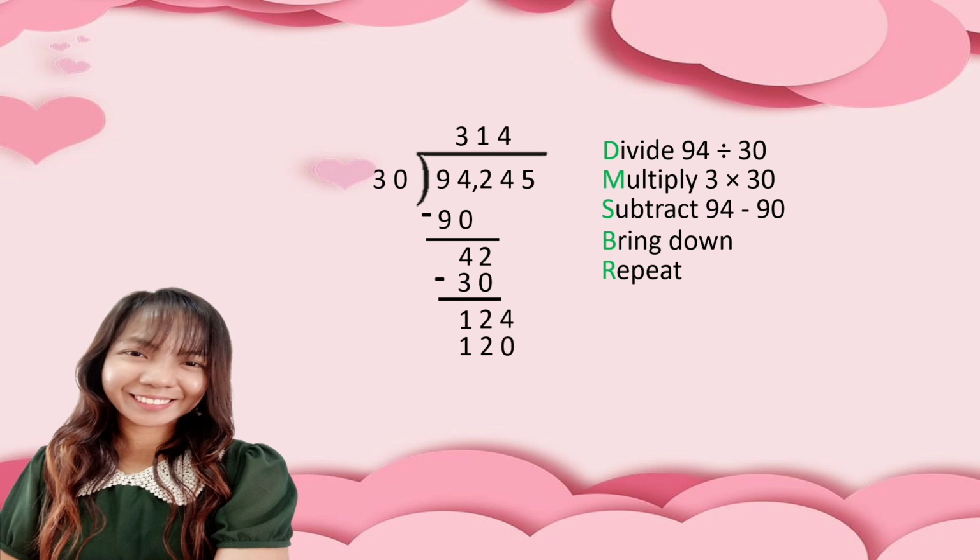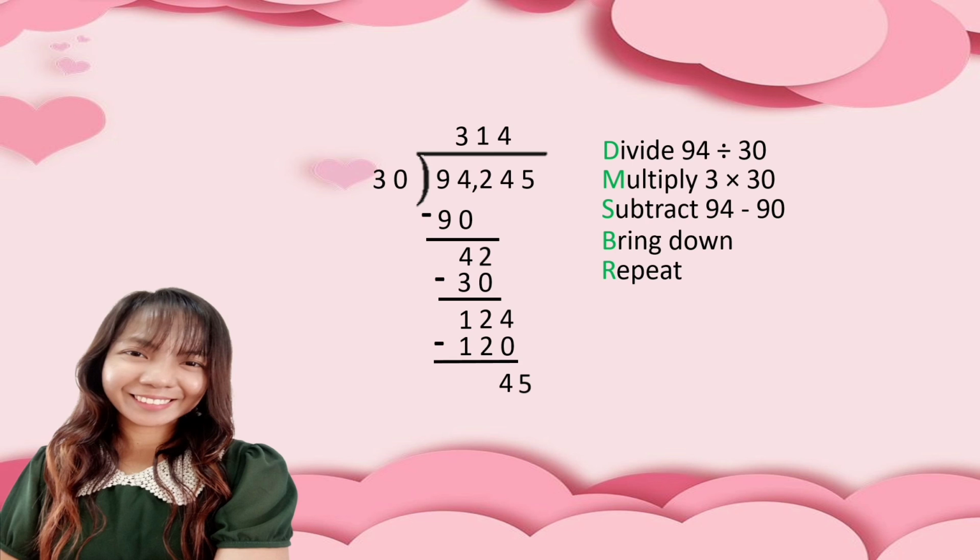So 4 times 30 is, okay, 120. Next is to subtract. So 4 minus 0, 4. 2 minus 2, 0. 1 minus 1, 0. So again, you don't need to write the number 0. Just leave it blank, okay? Next is to bring down 5. Now we have 45.